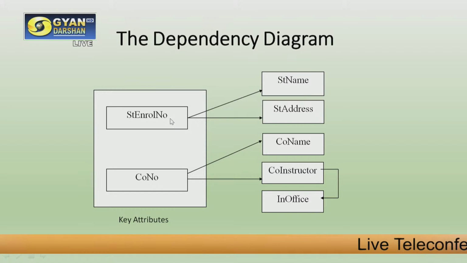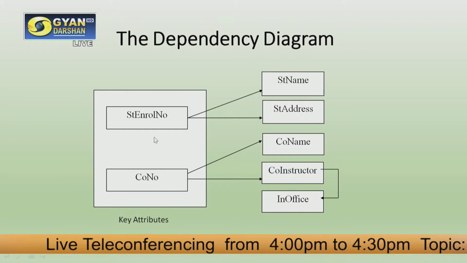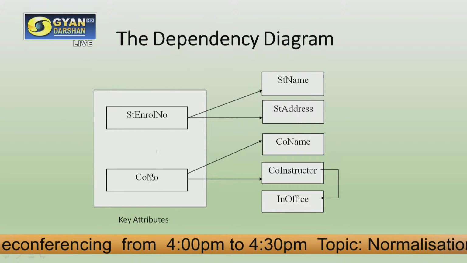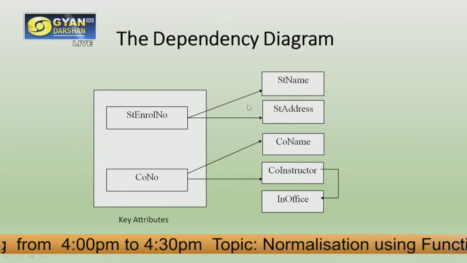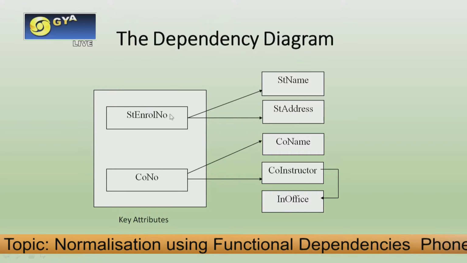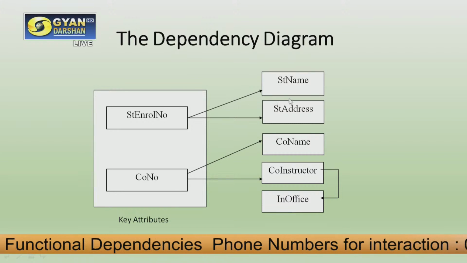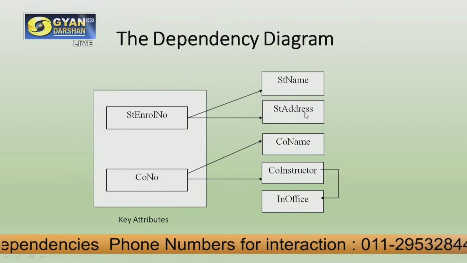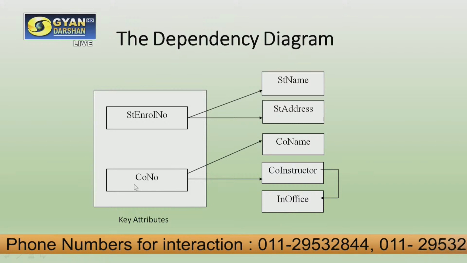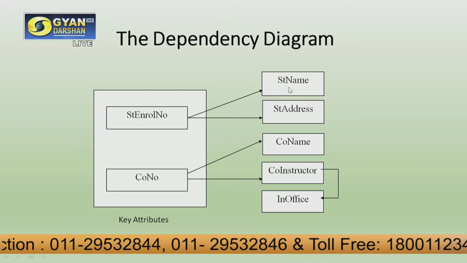Fully functionally dependent on the primary key means that student enrollment number and course number together should determine student name and student address. But that is not the case. Only student enrollment number can determine student name, and only student enrollment number can determine the student address. We don't require the course number for this functional dependency.